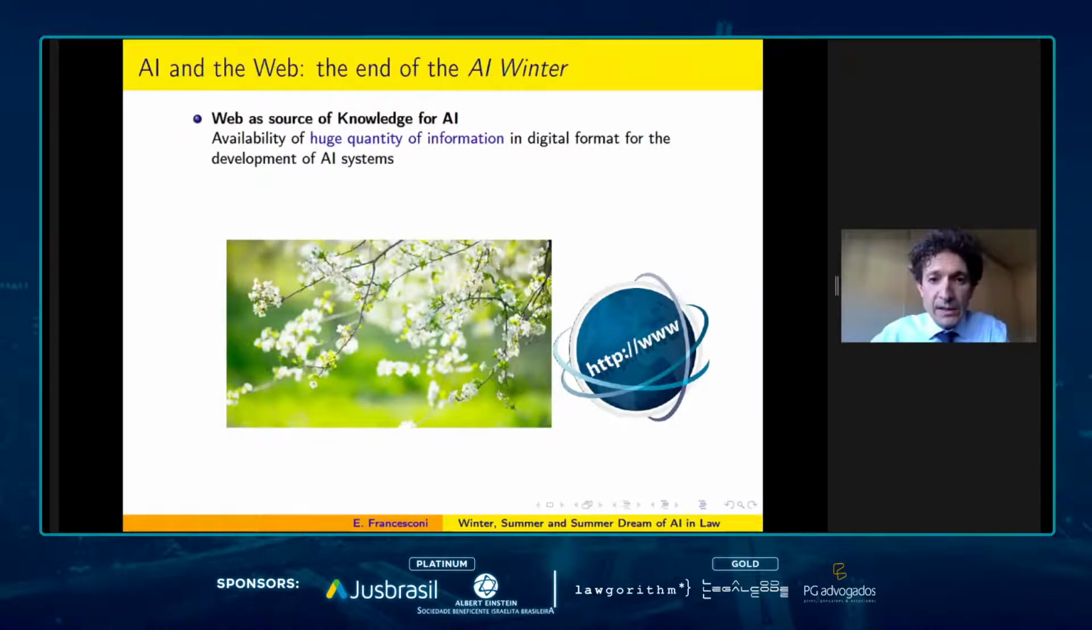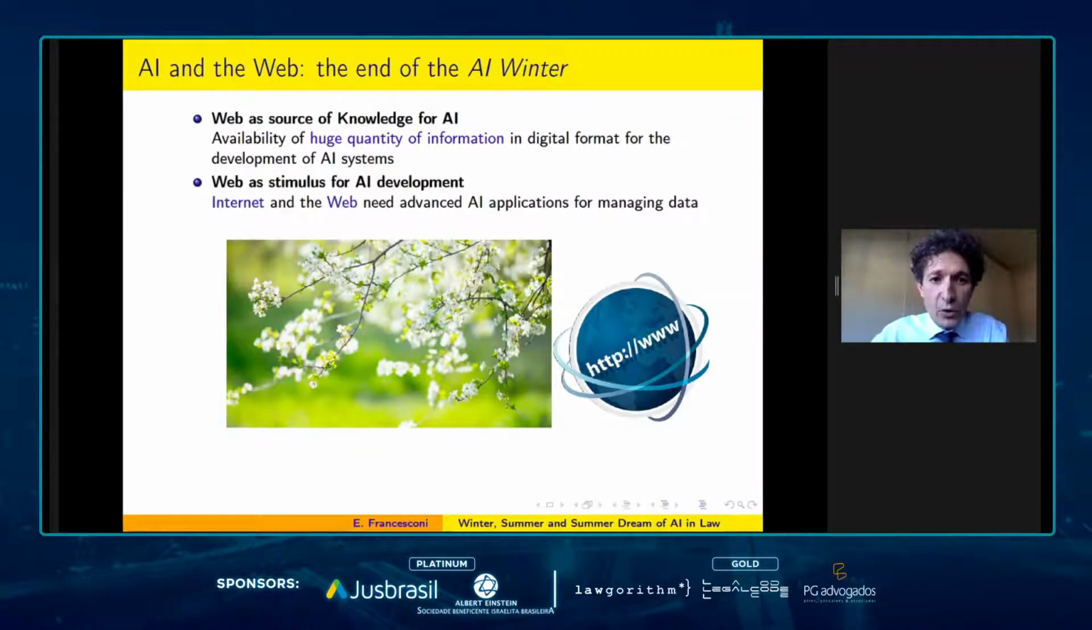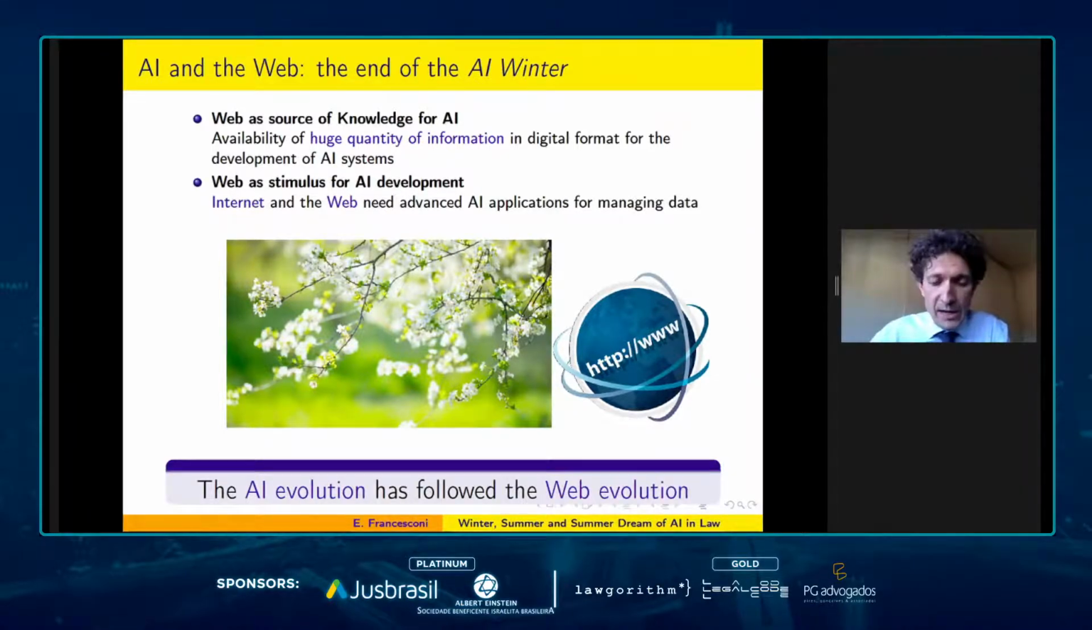In fact, this laid the ground for going out of the AI winter, because the web can be considered a source of knowledge for AI, thanks to the availability of a huge quantity of information in digital format for the development of AI systems. And the web is also a stimulus for AI development, because the internet and the web in particular need advanced AI applications for managing data. So the evolution of AI has followed the evolution of the web.